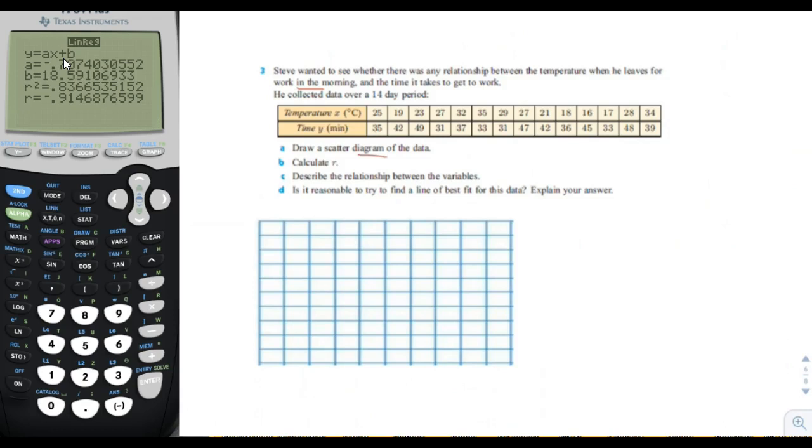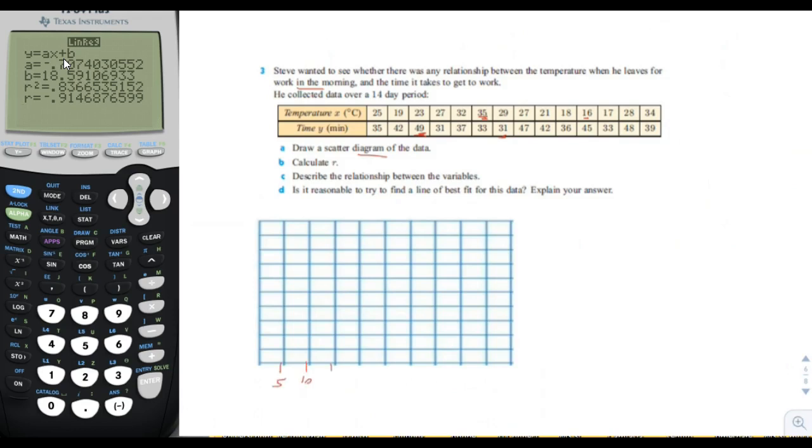And then we're going to do a scatter diagram of this data. So let's see, what's the largest number in the x's? I'd say the largest number in the x's looks like it's 35, and the smallest number is 16 maybe. And for y, the largest number appears to be about 49, and the smallest number appears to be 31.